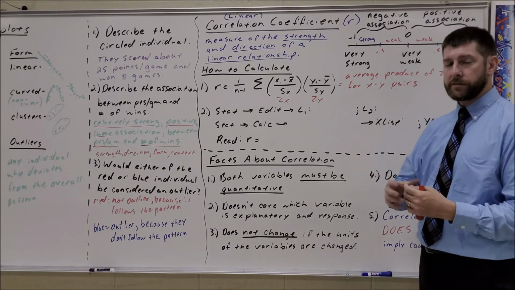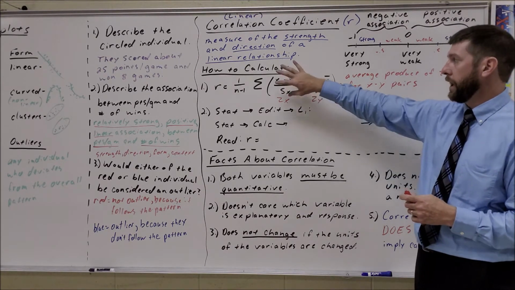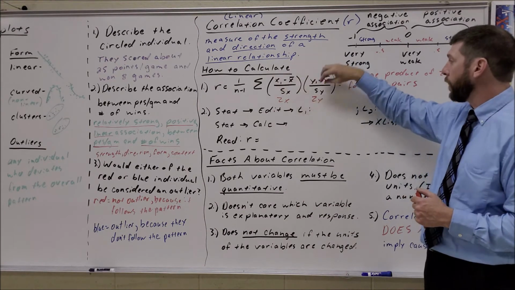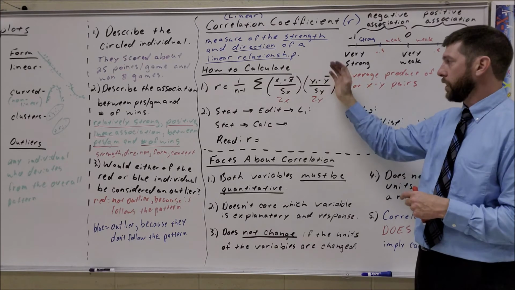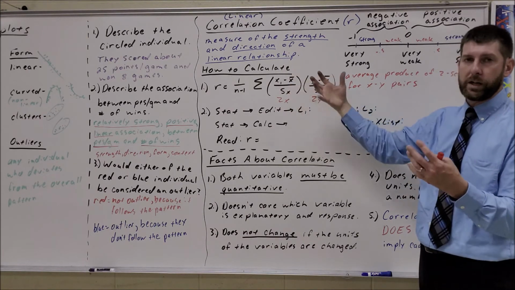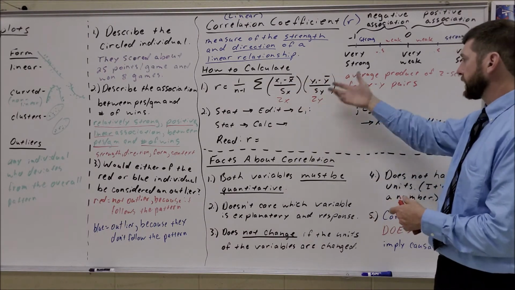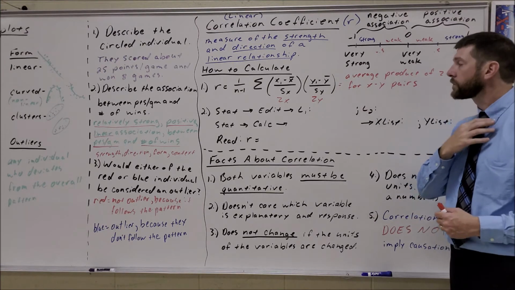If I have a positive association, that means when my x's are above the mean and my y's are above the mean, they're both positive. When my x's are below the mean and my y's are below the mean, they're both negative. So again, those products are all positive. That's how the association shows up right there.